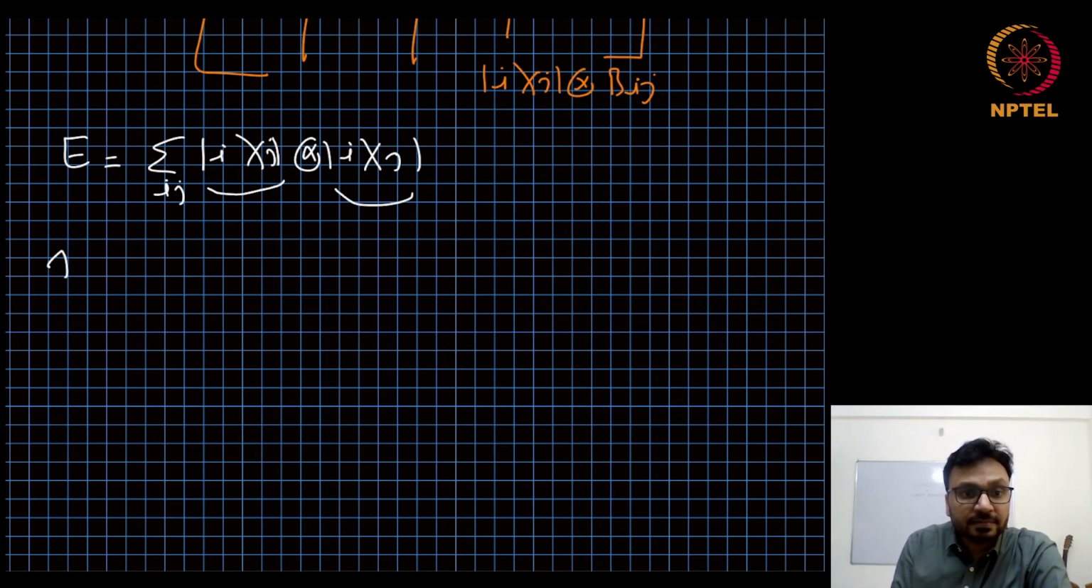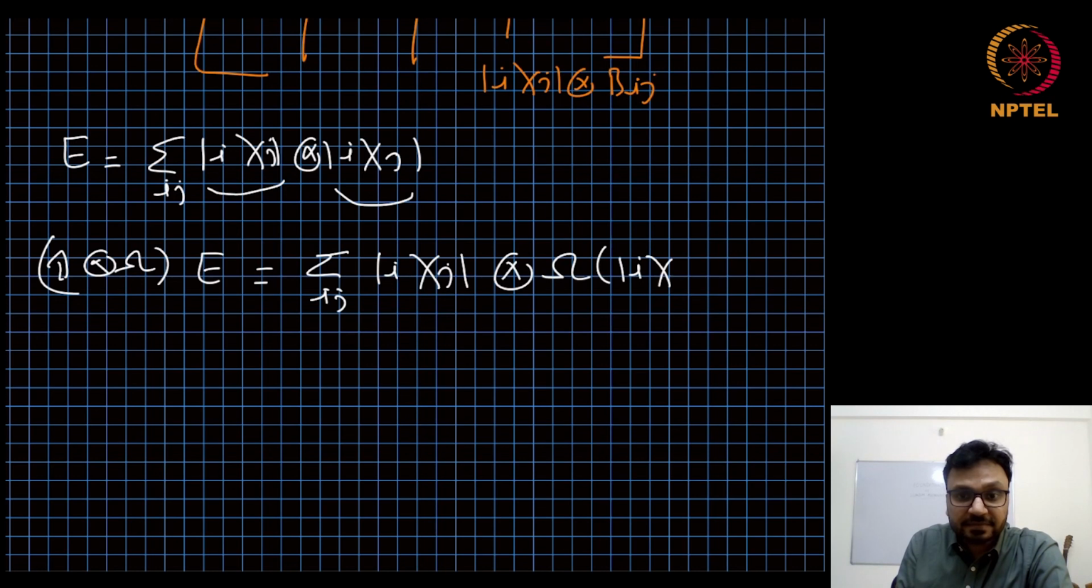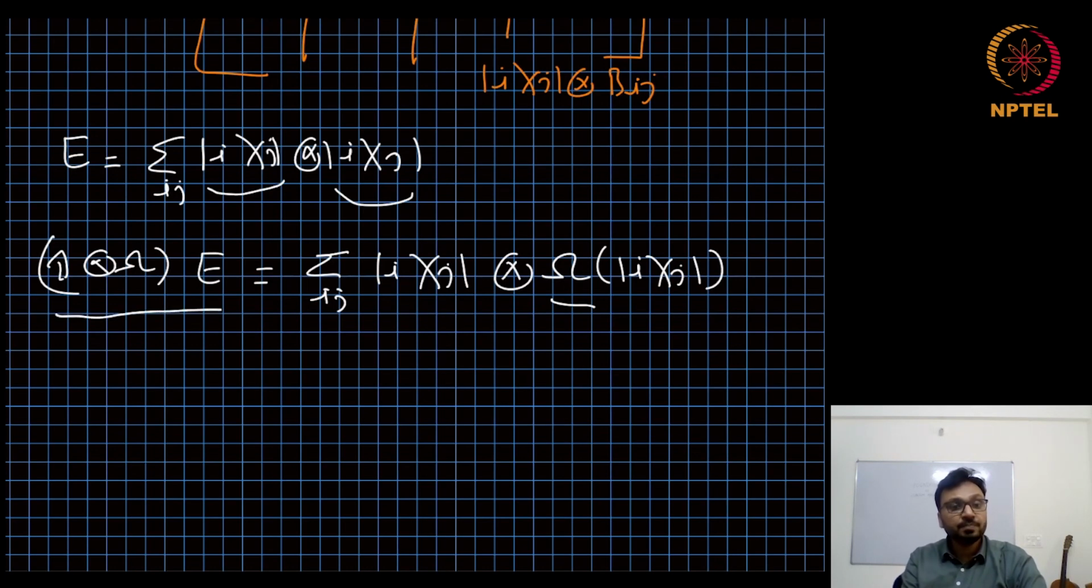Now if we apply the completely positive map omega on E, it will be sum over ij of |i><j| tensor omega acting on |i><j|. We don't know the exact action of omega on the |i><j| element, but the only thing we know for sure is that since omega is a completely positive map and E is a positive operator, I tensor omega acting on E is also a positive operator. Let us call it E prime. So E prime is a positive operator.